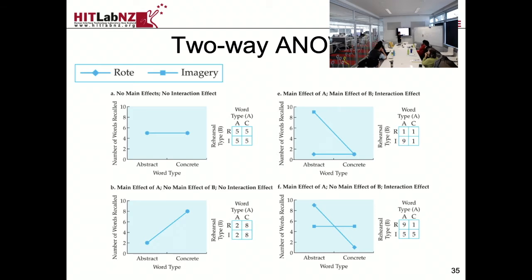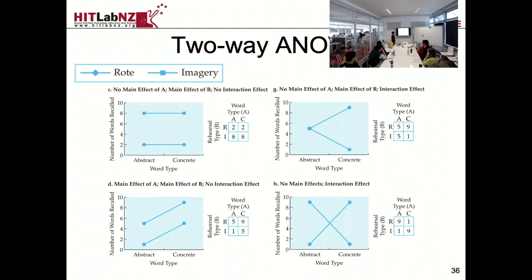Even though in this case we don't see it, right? But in this case, the abstract and the concrete have a different performance, right? Okay, but for the type, for these guys, we don't see any interaction effect here, right? Okay.